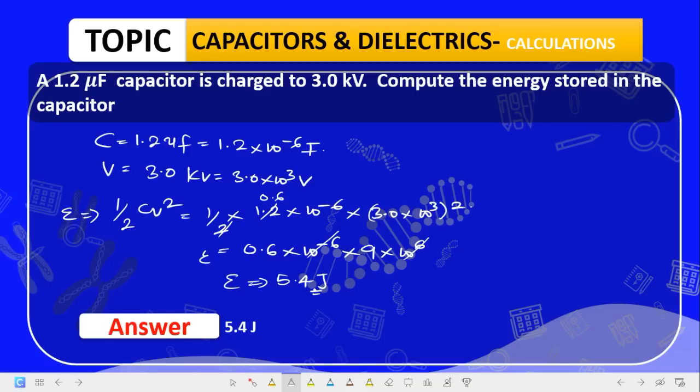Now if you think my calculations here or the cancelling confused you, what you just need to do when you get to this point, half times 1.2 times 10 raised to the power of minus 6 times 3.0 times 10 raised to the power of 3 squared, is punch your calculator directly and you have 5.4 joule. That is the answer to that question.